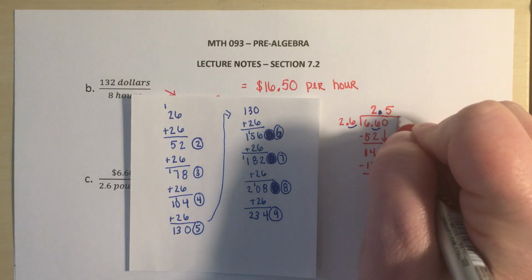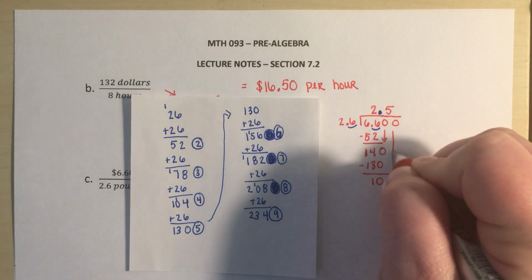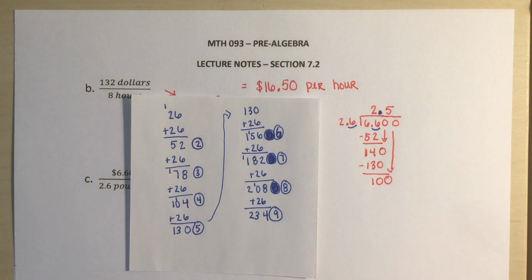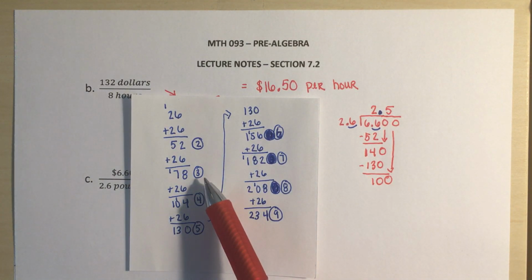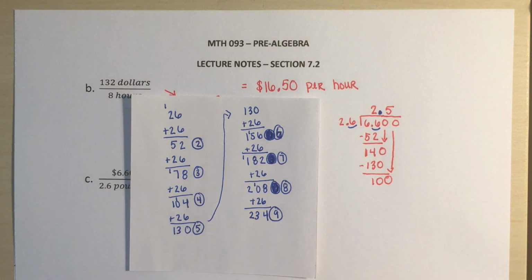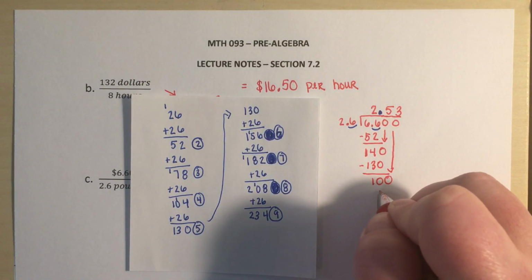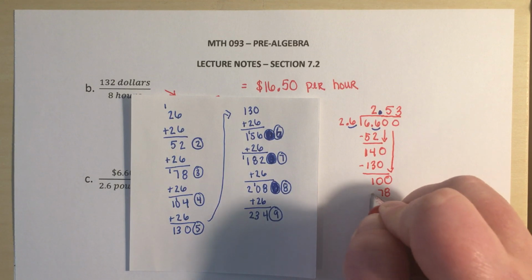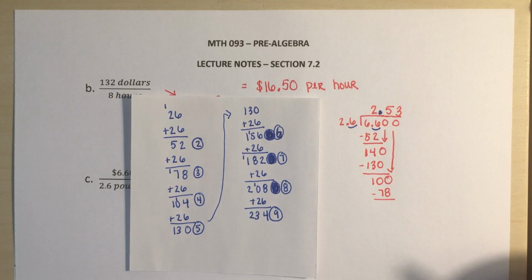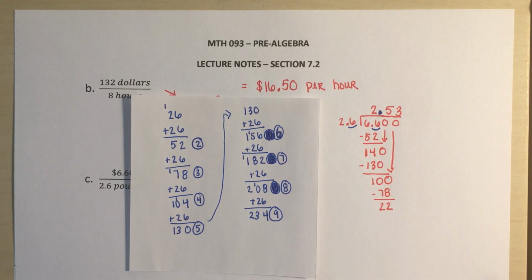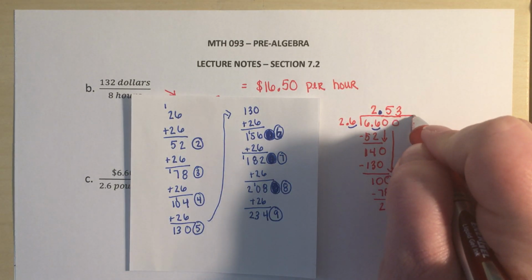Just like we did before, we're going to add zeros. We don't need to add a decimal point because we already have our decimal point in our problem. 26 goes into 100. We're looking at our list, 3 times, right? Because 4 would be too many. So 3 times 26 gives us 78. We borrow and subtract here. We're going to get 22. We're going to do one more.